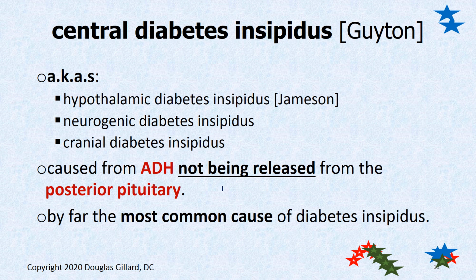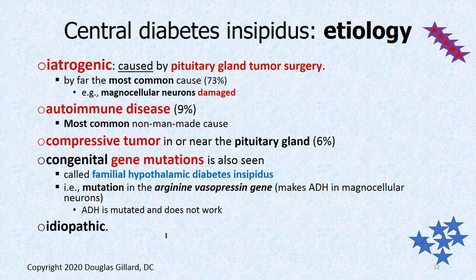This is caused from ADH not being released for whatever reason from the posterior pituitary. So that's central, like central nervous system. Cranial, or inside the head problem. By far, this is the most common cause of diabetes insipidus. And what is the cause of central diabetes insipidus? By far the most common cause is iatrogenic. It's pituitary gland surgery. So somebody gets a posterior pituitary or a big anterior pituitary gland, and they go in there and they damage the axons of the magnocellular neuron. And you're making ADH fine, but you can't get it down to the posterior pituitary to be released. So magnocellular neuron damage from an anterior pituitary, or it could be a posterior pituitary.